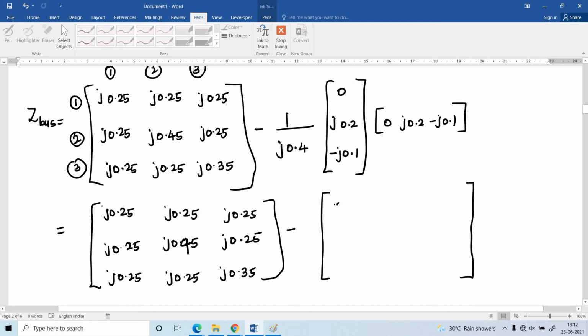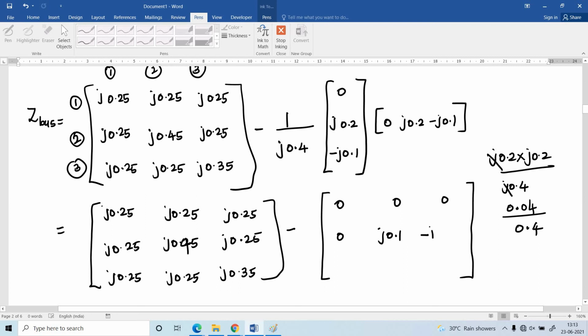So 0 into 0, 0. 0 into j 0.2, 0. 0 into minus j 0.1, 0. Again, j 0.2 into 0, 0. j 0.2, how to multiply this? j 0.2 into j 0.2 divided by j 0.4. So j cancels. So 0.2 into 0.2, that is 0.04. Okay, divided by 0.4. So what is the value? That is 4 divided by 40. The answer is j 0.1. In a similar manner, multiply the remaining and divide it with j 0.4.